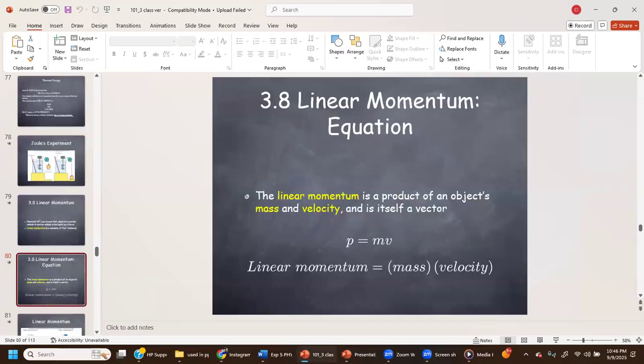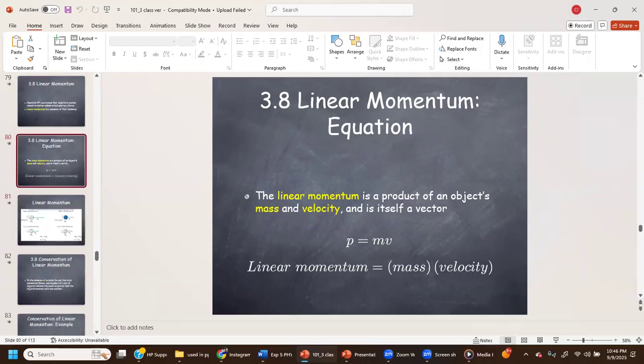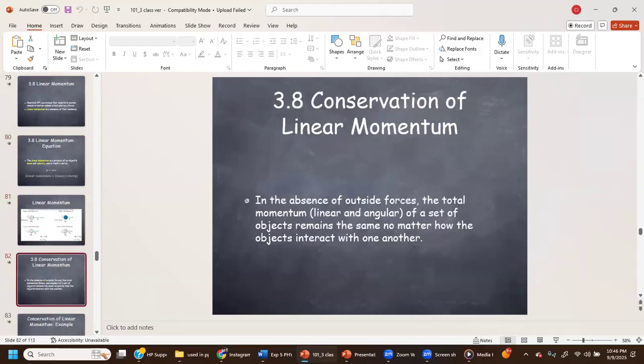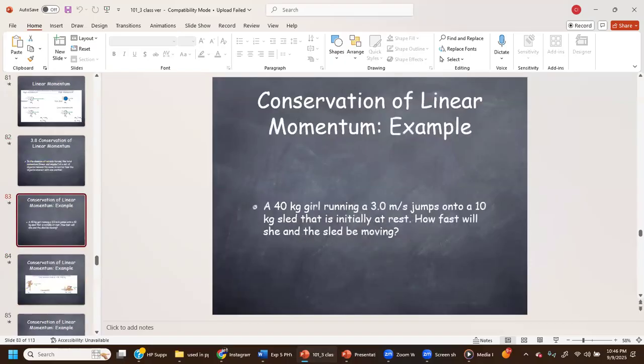So the linear momentum of an object is the product of the object's mass and velocity, and it's itself a vector. So in the absence of outside forces, the total momentum of a set of objects remains the same no matter how the objects interact with one another. So let's do a little example.